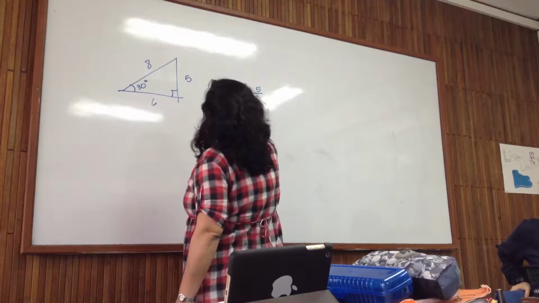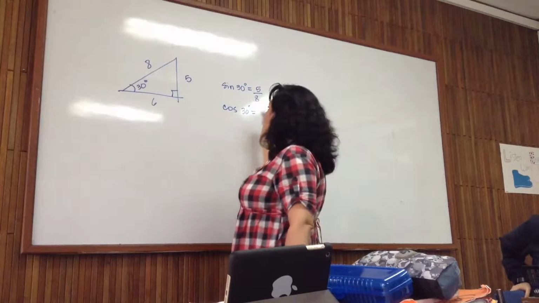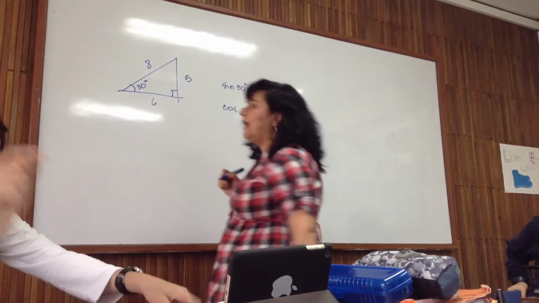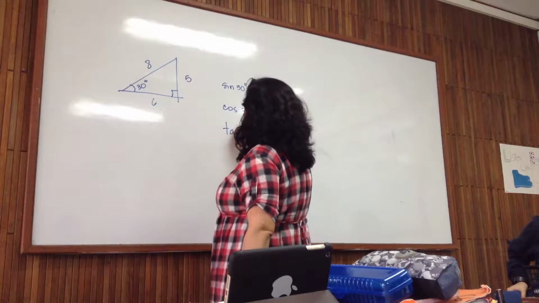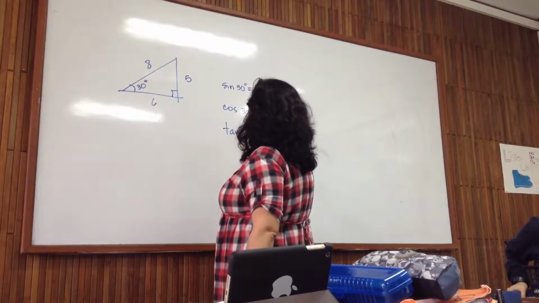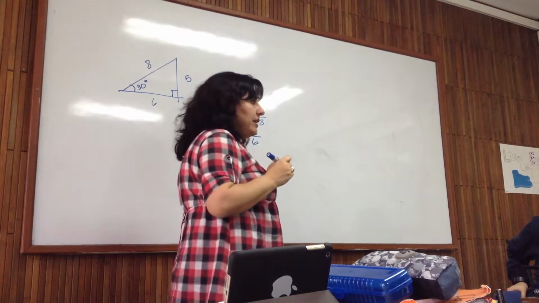What would be the cosine of 30 degrees? 6/8. And tangent would be 6 over, no, 5 over 6... opposite over adjacent. Okay? Yeah. That is a relationship.